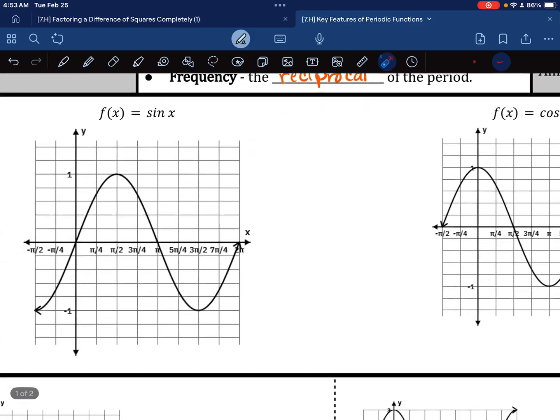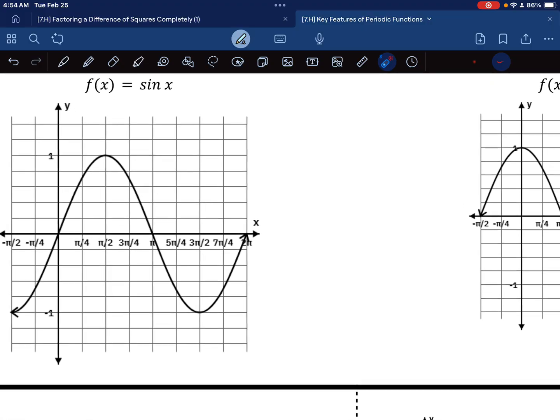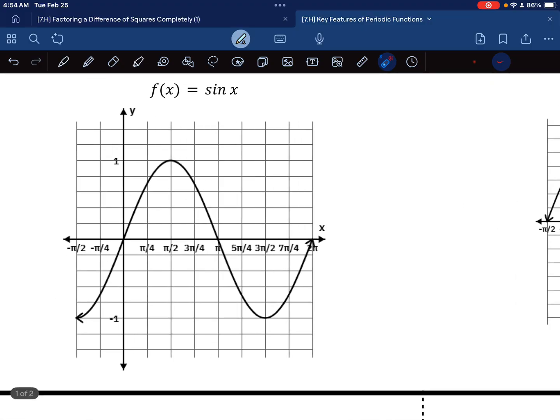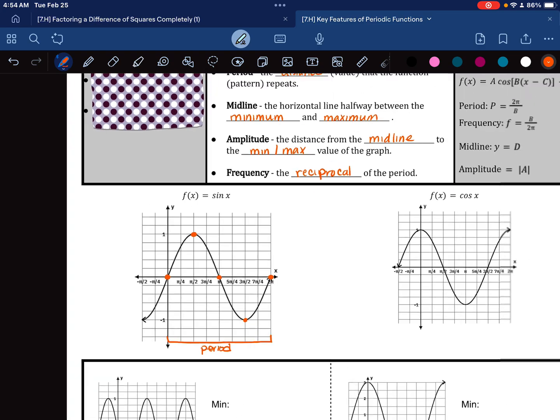Alright, so let's try this out. Let's label some of this stuff. I'm trying to show you on the graph where each of these are. There are 5 anchor points that we usually care about. For the sine, our anchor points are where they cross the x-axis, and then your minimum and your maximum. This is one period of the function. So right here, I'm going to call that period.